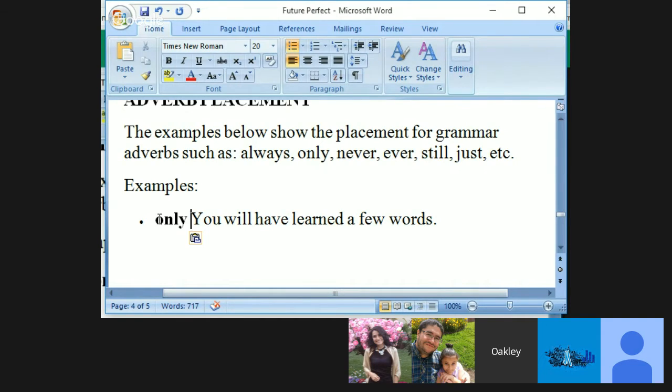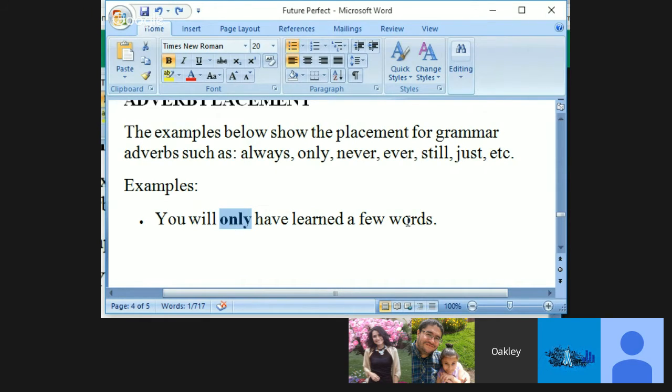Well, what happened? It's changed the meaning, is what happened. It's changed the meaning completely. Now we're talking about just you will have learned a few words instead of you've only learned just a few words. They're totally different meanings. Okay, so if you fool around and you move this adverb around, you can totally change the meaning.